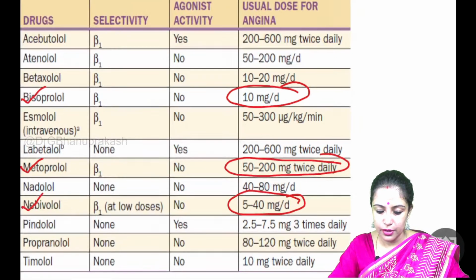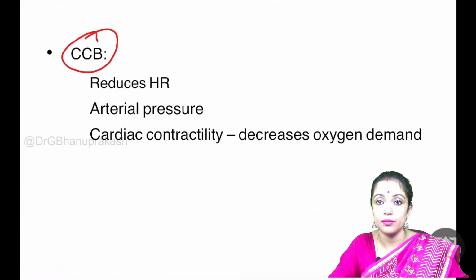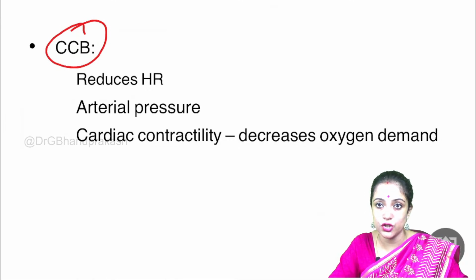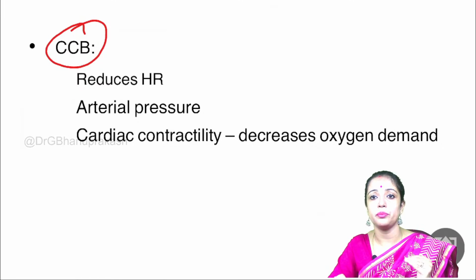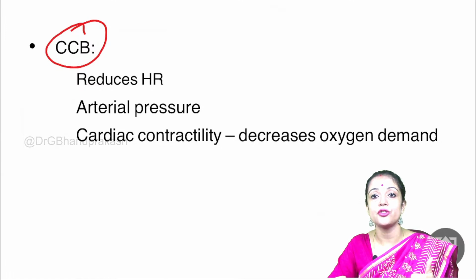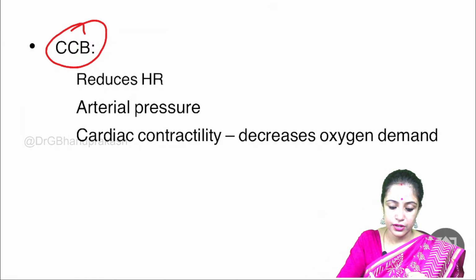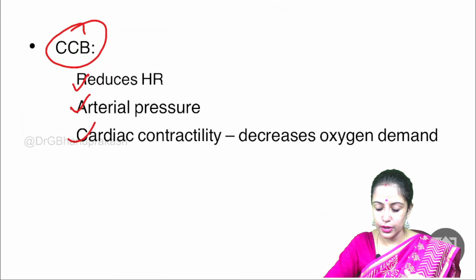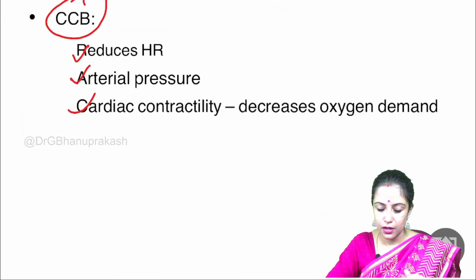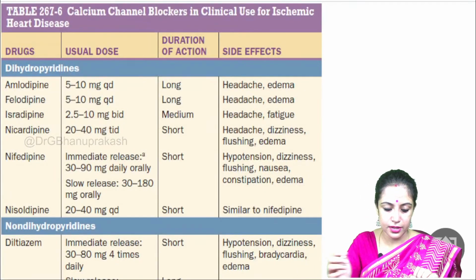About the beta blocker. The next group of agents is CCB, meaning calcium channel blocker. Again, one of the very important names. What is the mechanism of calcium channel blocker? The mechanism of action in a patient is almost the same as beta blocker. It reduces heart rate, reduces arterial pressure, reduces myocardial contractility, thereby decreases the oxygen demand. So these are the calcium channel blockers available for clinical use in ischemic heart disease.